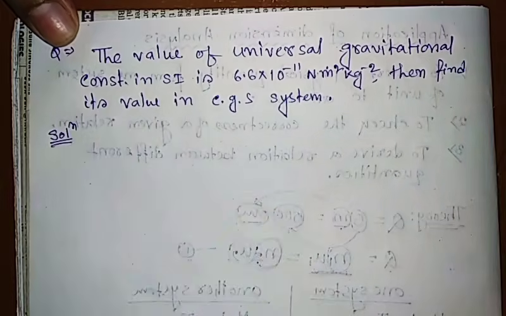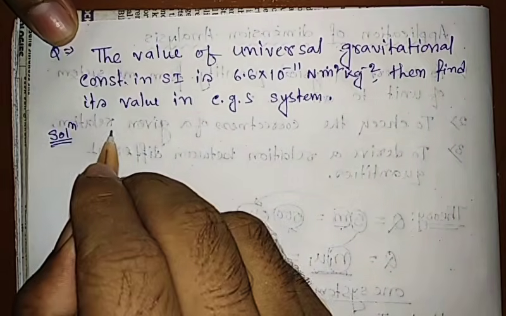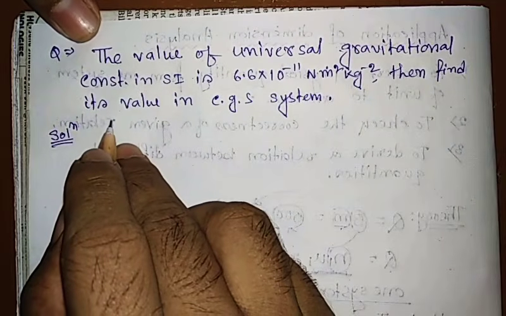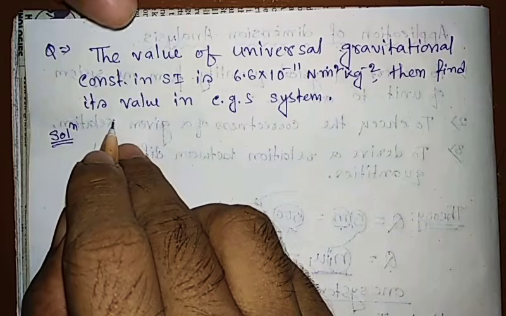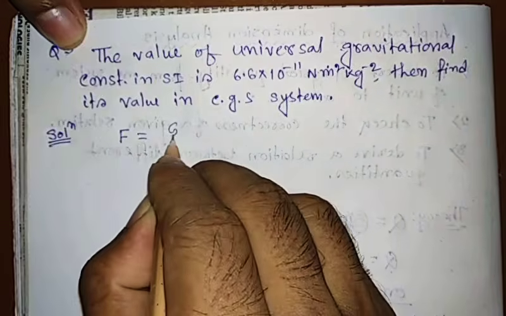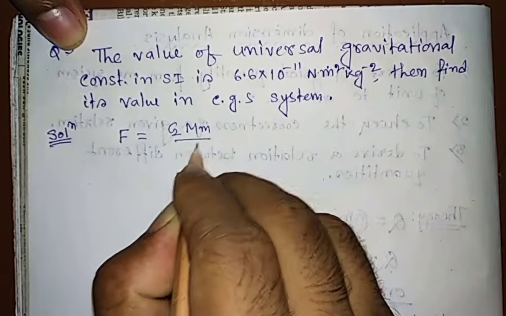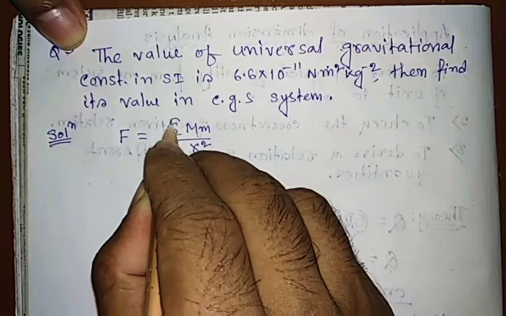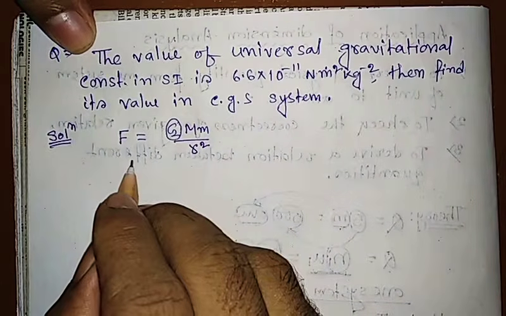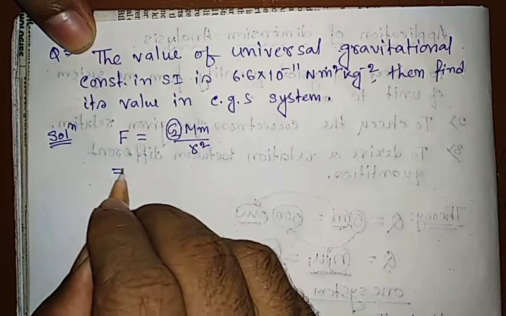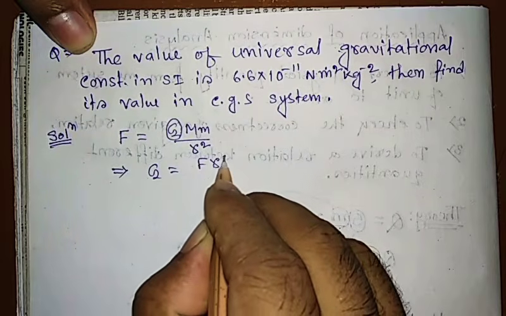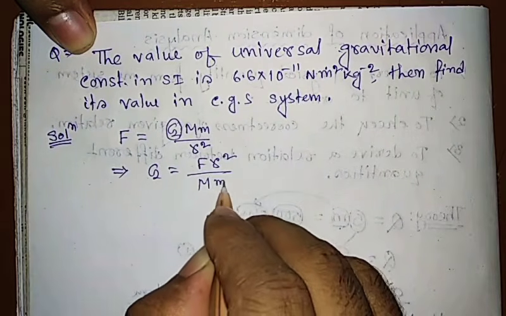So first, the dimension of the universal gravitational constant. What is the dimension of the universal gravitational constant? First of all, we have to write it. So we know gravitational force F is equal to G M m by R square. Here G is nothing but the universal gravitational constant. Now G is equal to F R square by M m.